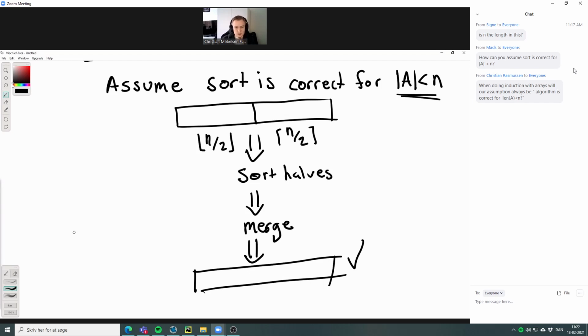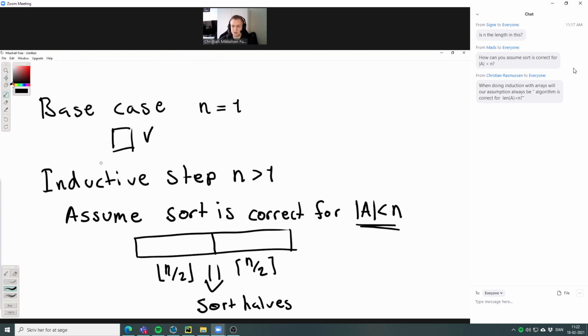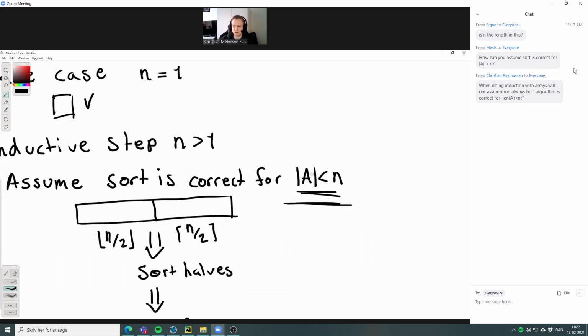Okay. Can you assume that sort is correct for less than n? Yes, because this is how induction works. So we show that it's true for all base cases, and then we assume it's true for all cases less than our recursive step.